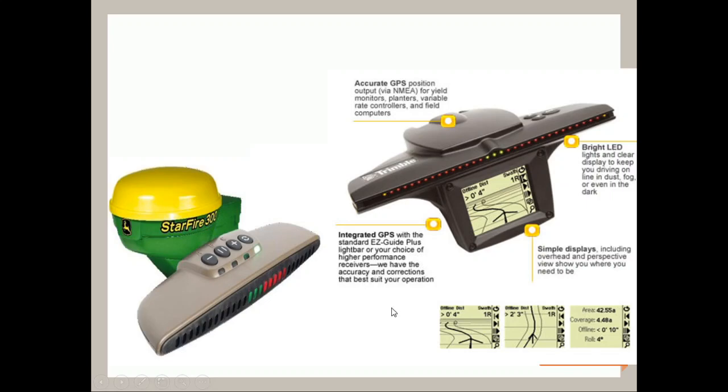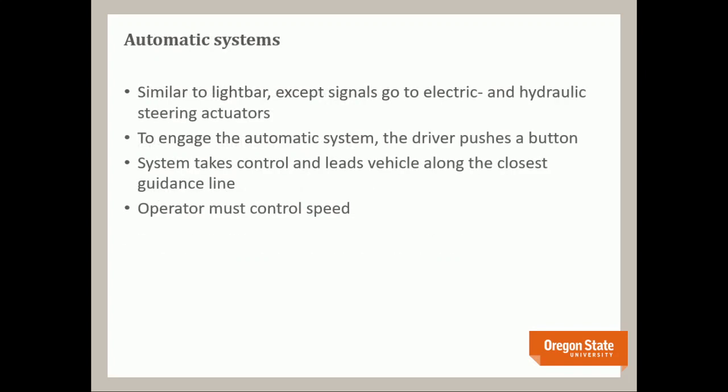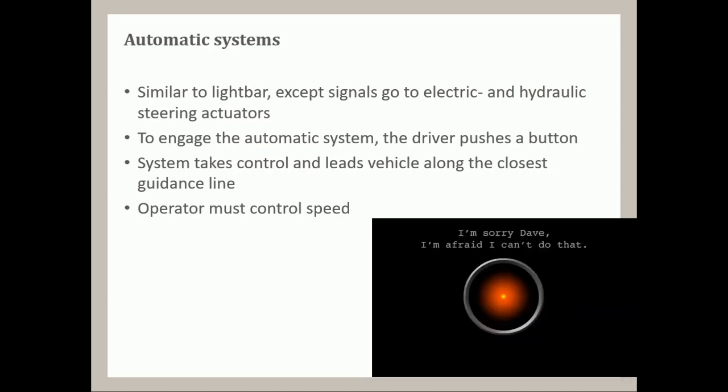So here is the description of the GNSS accurate GPS positioning system. This part is the integrated GPS with the standard guide provided here, and this is the display, and this is the light bar, a bright LED system. Assisted steering mechanically turns the steering wheel, allows hands-free steering, improves pass-to-pass accuracy, and can be installed without removing the steering wheel. The automatic system is similar to the light bar, except the signal goes to electric and hydraulic steering actuators. To engage the automation system, the driver pushes a button, and the system takes control and leads the vehicle along the closest guidance line. The operator must control speed.